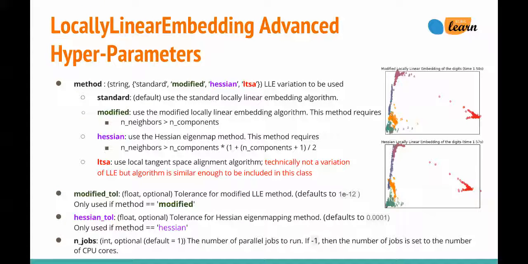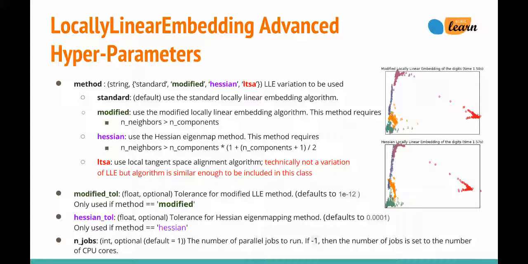Alternatives to the standard LLE algorithm can be defined. The modified algorithm uses multiple weight vectors in the local spaces to address an issue with regularization in the standard algorithm, not guaranteeing an optimal solution. Hessian-based LLE addresses the regularization issue by using Hessian-based quadratic forms to learn the local linear structure.